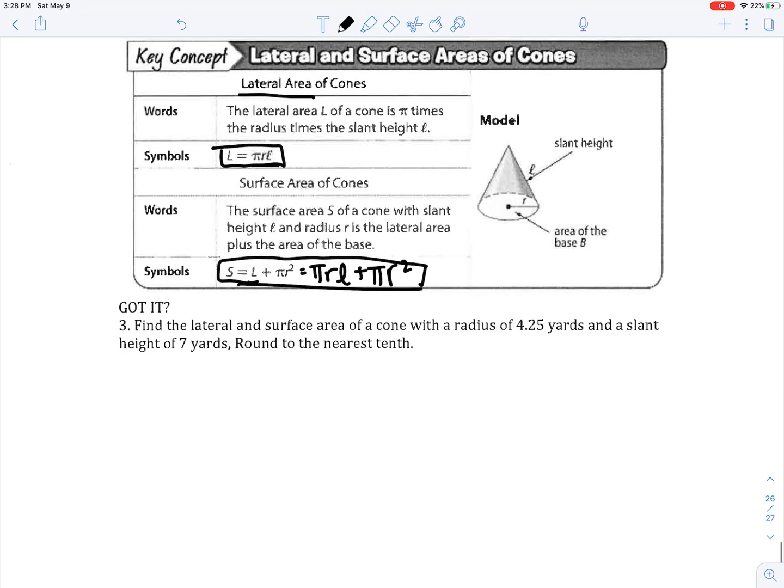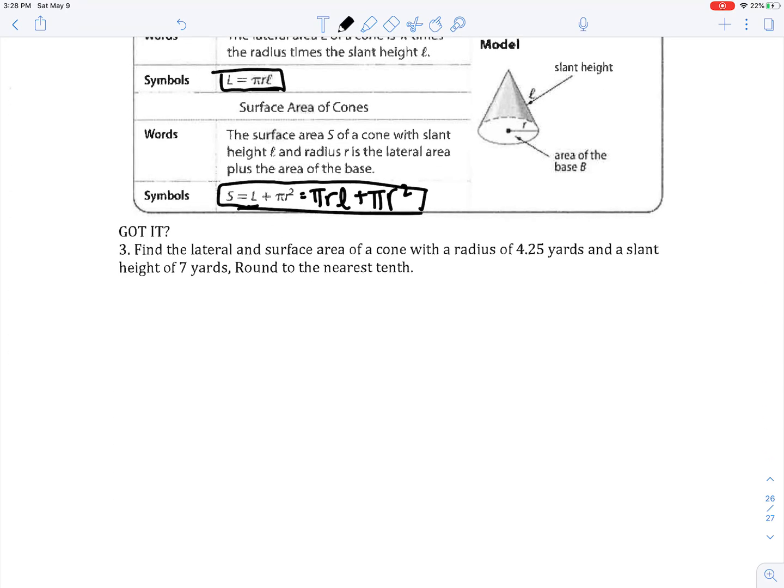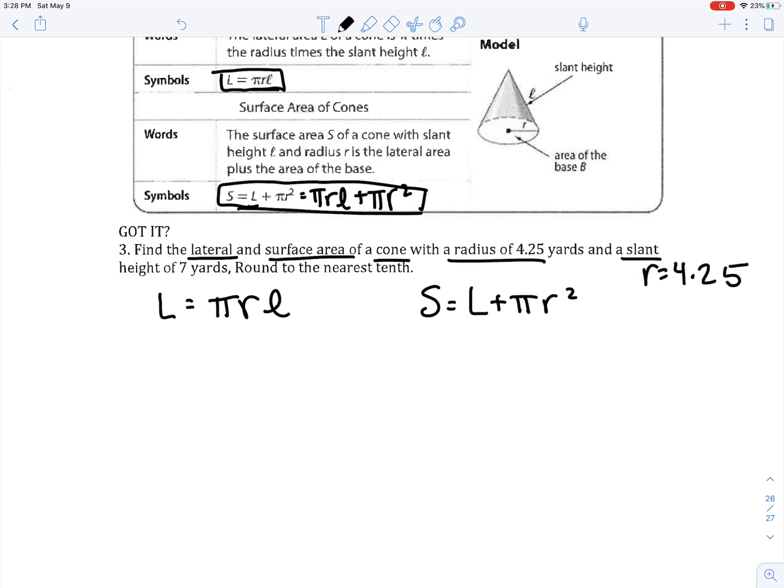As a reminder, you do not have to memorize these formulas, you just need to know how to use them. Find the lateral area and the surface area of a cone. Super important that we write down the correct formula for the correct shape. That's why I've asked you to practice that on your homework. So I'm going to start out by writing lateral area for the cone and surface area for the cone. It tells me the radius is 4.25 and the slant height is 7.